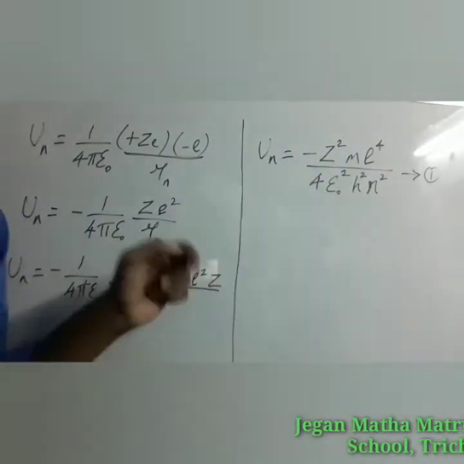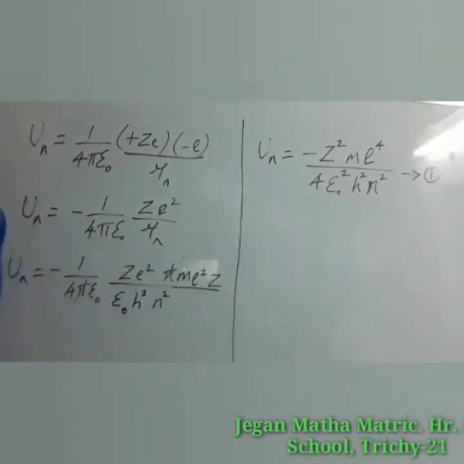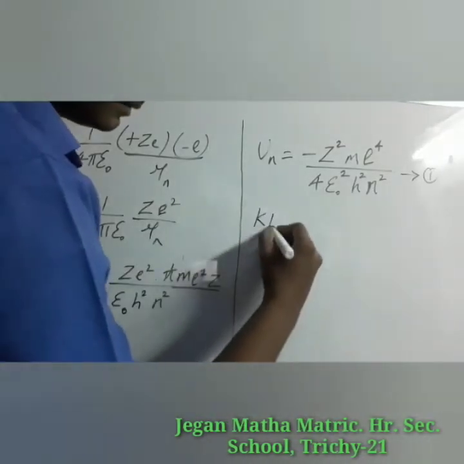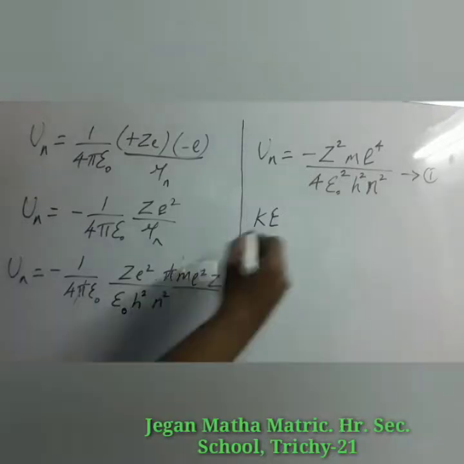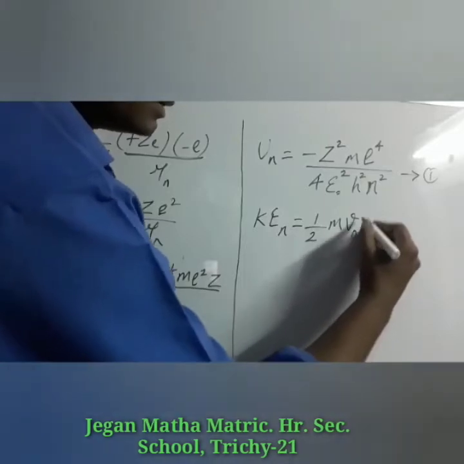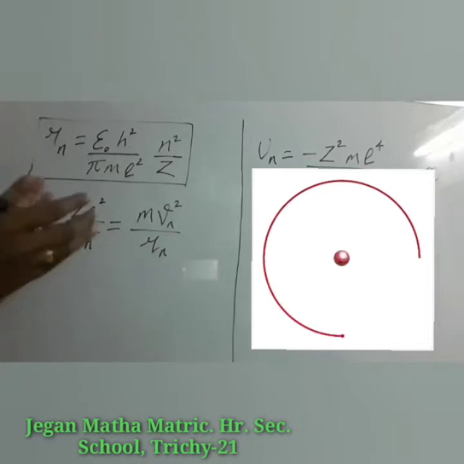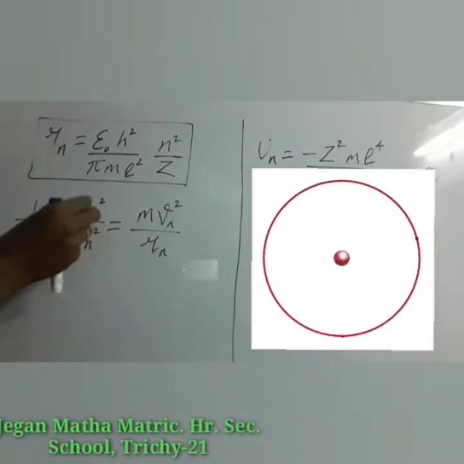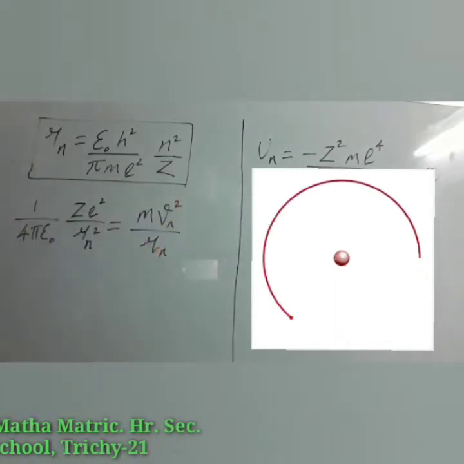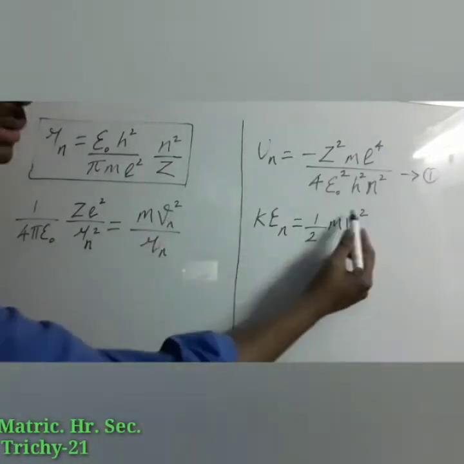Since the electron is revolving around the nucleus in a circular path, it possesses kinetic energy also. What is the expression for kinetic energy? Kinetic energy of an electron in the nth orbit is given by half m vn square. In the previous video we discussed that the electrostatic force, that is Coulomb's force between the nucleus and the electron, provides the centripetal force for an electron moving in the circular path. From that expression we can find the value of m vn square, which we are going to substitute here.